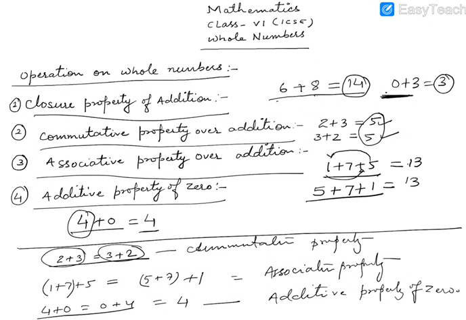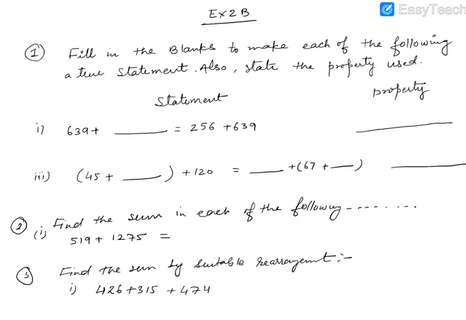On the basis of these properties, now I'll discuss exercise 2B. A few questions I'll discuss. So this is your exercise 2B. In the first question, it is written: fill in the blanks to make each statement a true statement. Also state the property. So here we have to fill in the blank and we have to write the property.